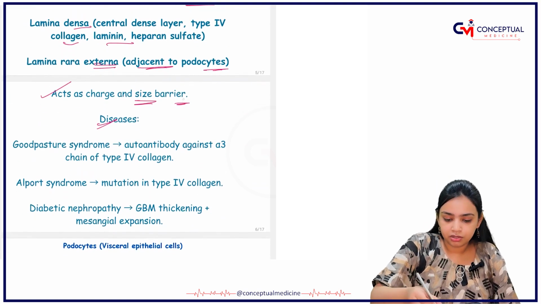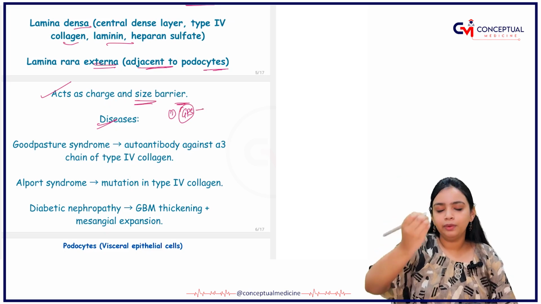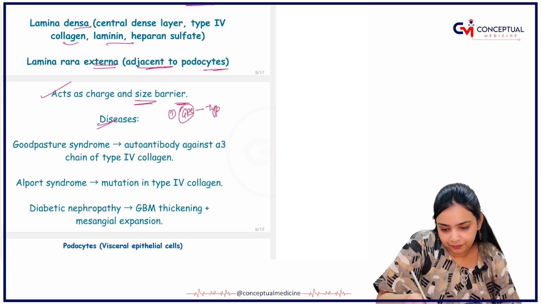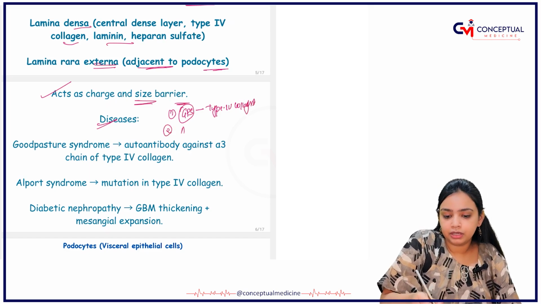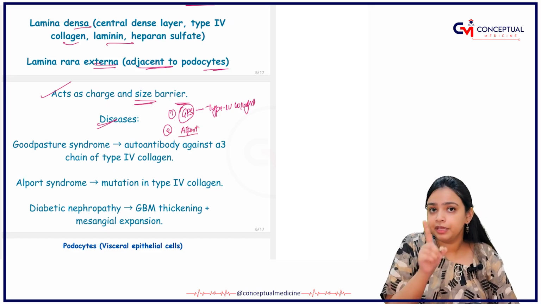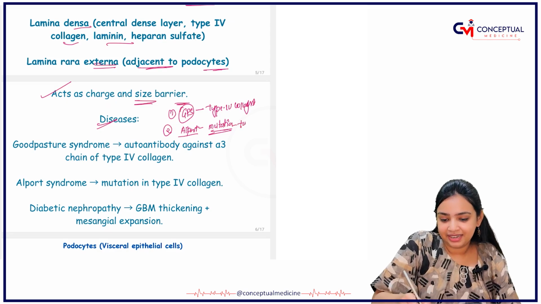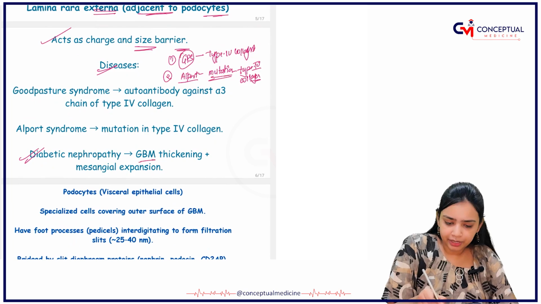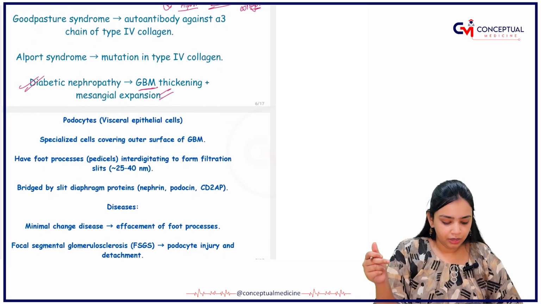Diseases. What are the diseases you have? First one is your Goodpasture syndrome, the GPS syndrome. Autoantibodies are produced basically against the alpha-3 chain of type 4 collagen. Then you have the second, something called Alport syndrome, and don't worry, we will be reading that in detail also. Okay, in Alport syndrome there is a mutation in type 4 collagen. Then you have diabetic nephropathy, that you all know. There will be glomerular basement membrane thickening and there will be mesangial expansion, right?